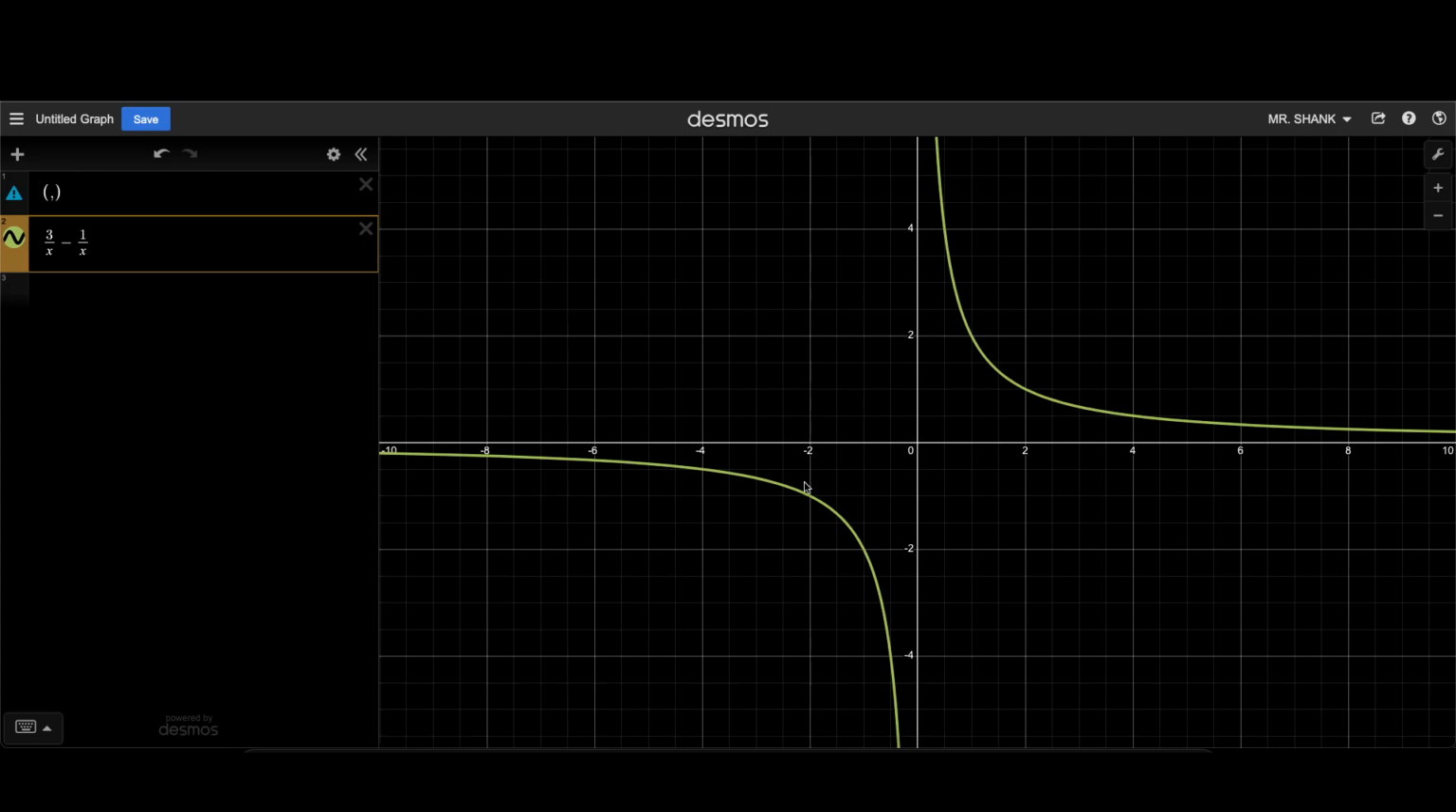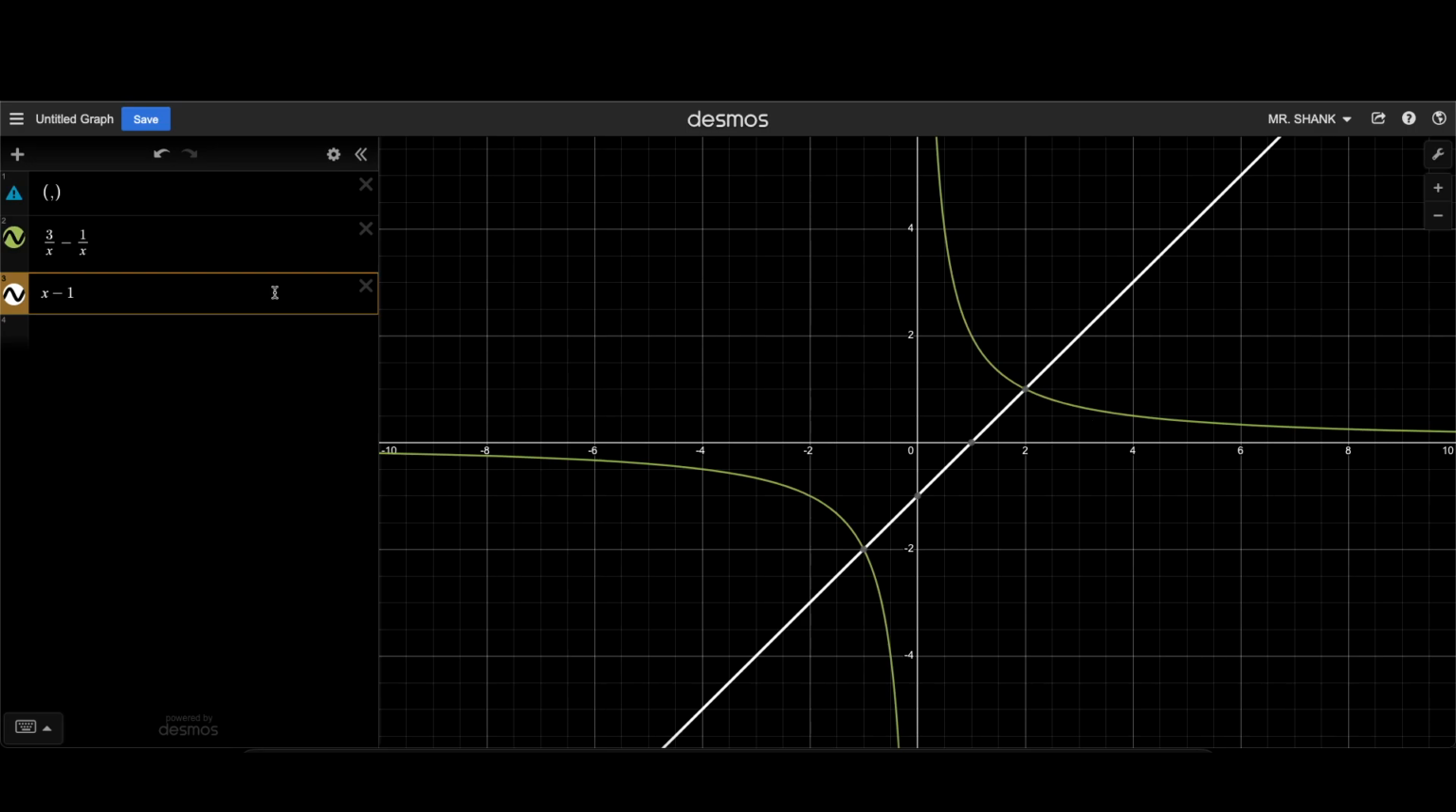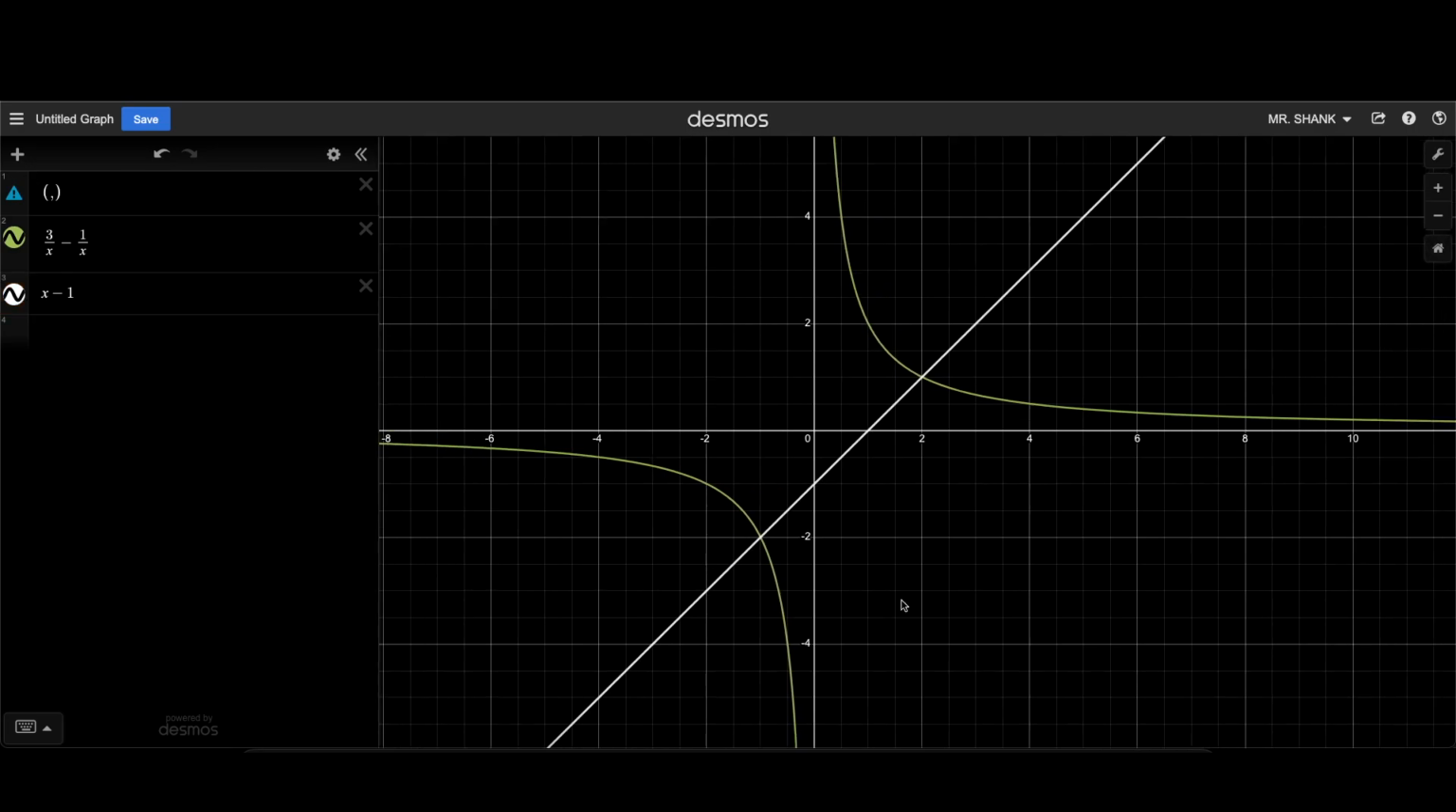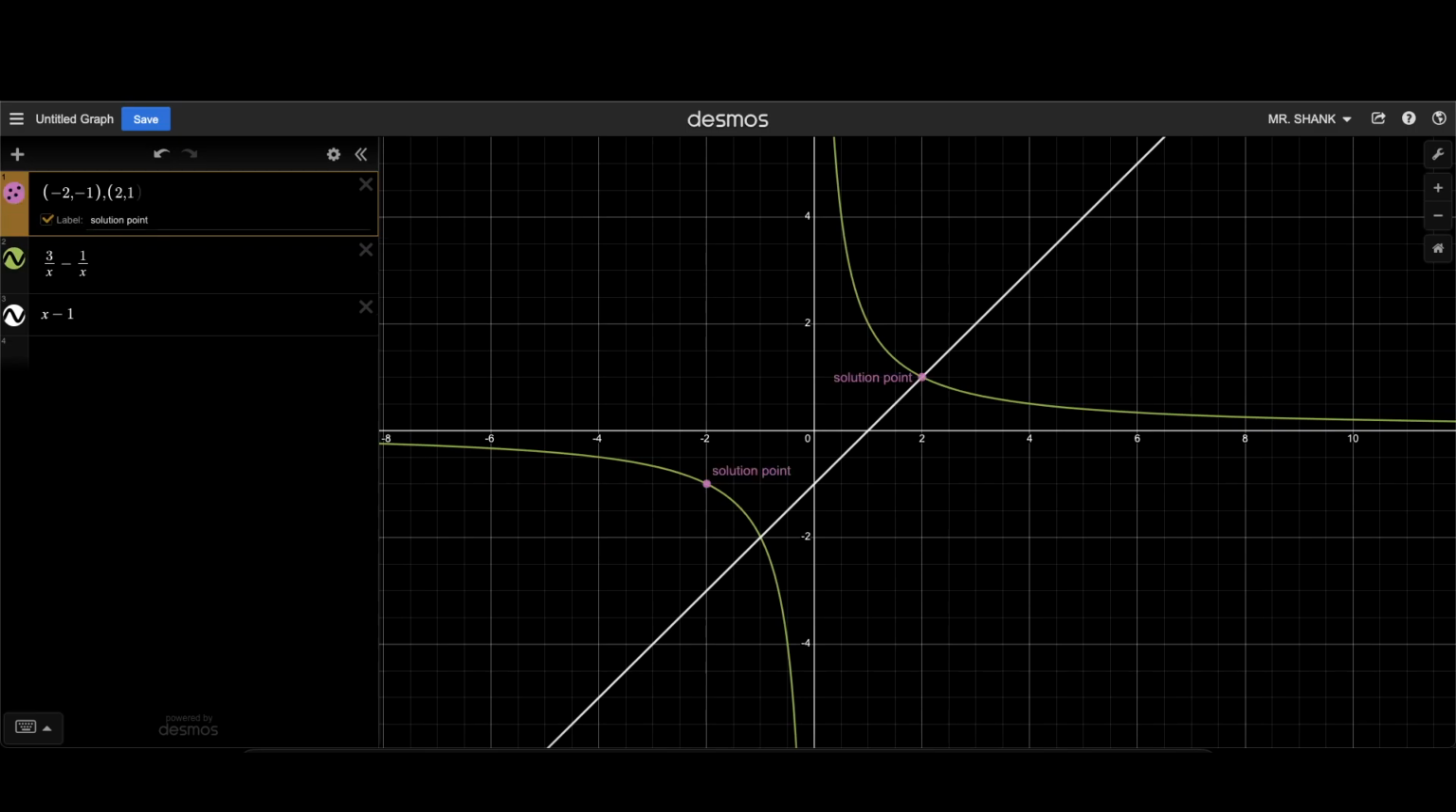My green equation is going to be our first one. The second one is x minus 1. So now I have 2 equations. Notice how I have 2 solution points, because if I'm tracing along, I notice that these intersect at 2 points. And so my first point is going to be negative 2, negative 1 is a solution point. And I could say my other solution point is at, let's say, 2, 1. There we go. So we have two solutions for this one.